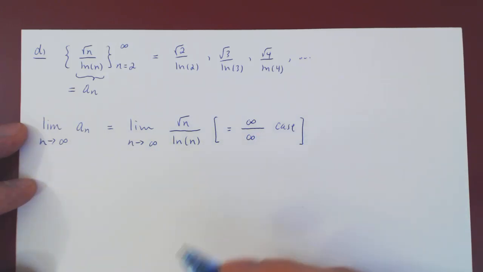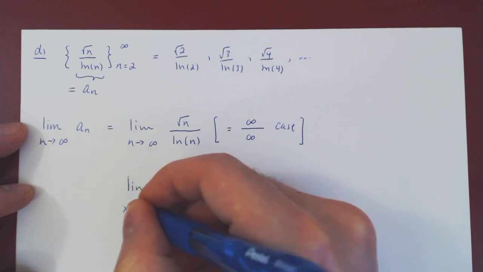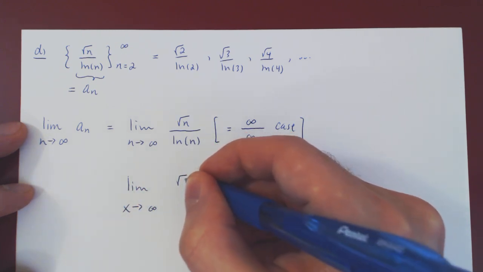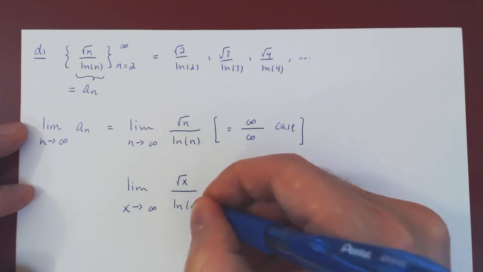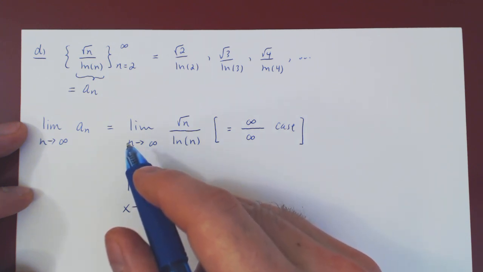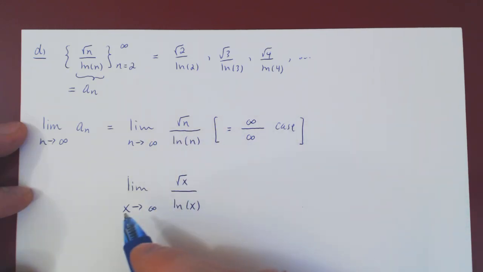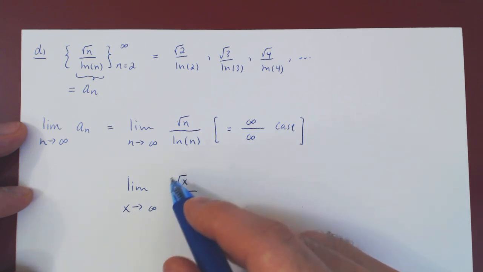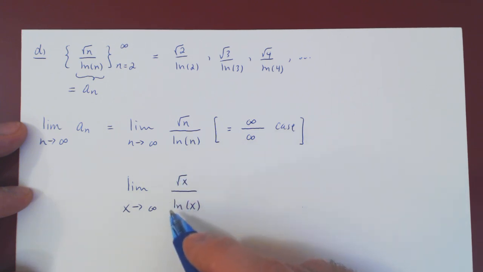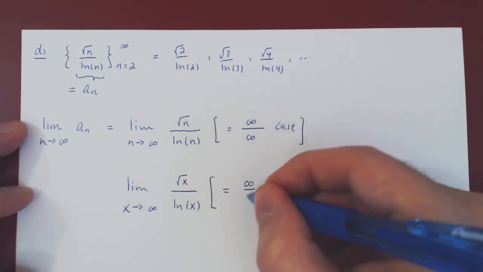So ignore this for now, and look at the limit as x goes to infinity of root of x over ln of x. Now as x goes to infinity in a continuous fashion, whereas n goes to infinity in a discrete fashion, n equals 1, n equals 2, n equals 3, and so forth. Now here x tends to infinity continuously, and so root of x is a differentiable function of x, ln of x is a differentiable function of x, and now we can apply L'Hopital's rule.